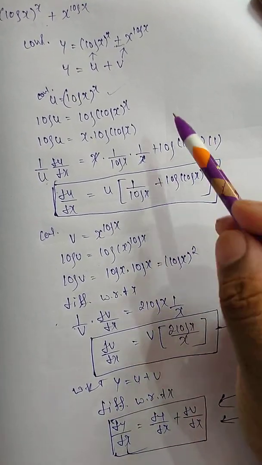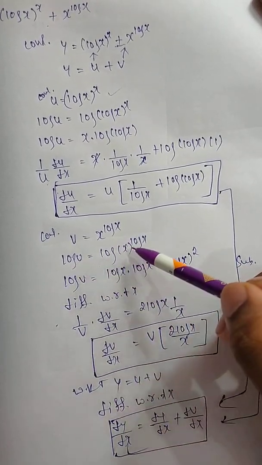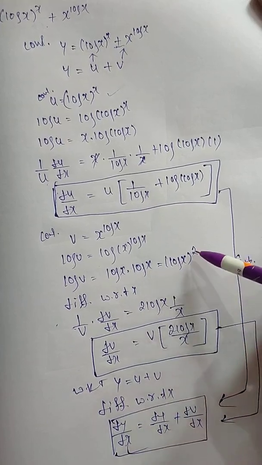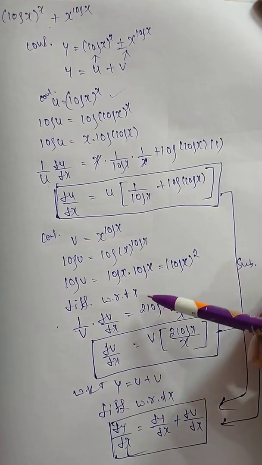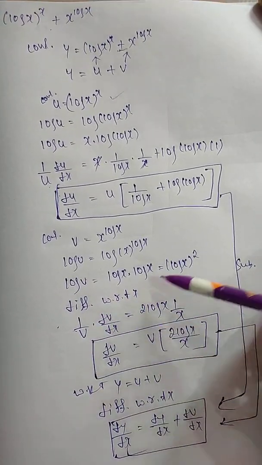Now let me take v is equal to x to the power of log x. So apply the log on both sides. Log v is equal to log of x to the power of log x. Log v is equal to log x into log x, whole square. Now differentiate with respect to x. The differentiation of log v is 1 by v into dv by dx.